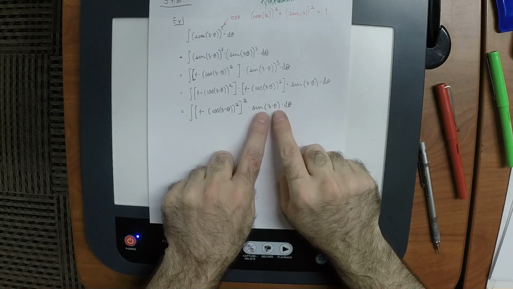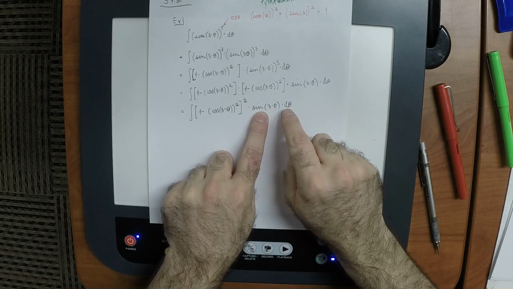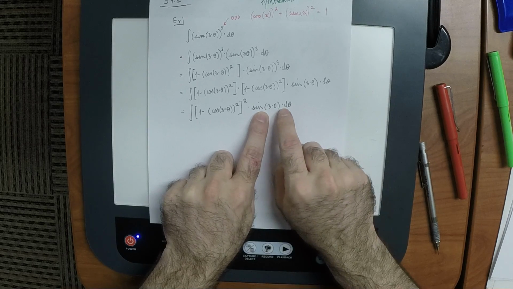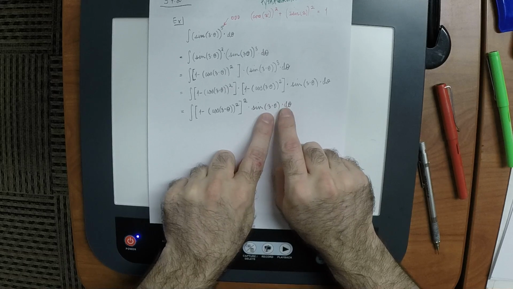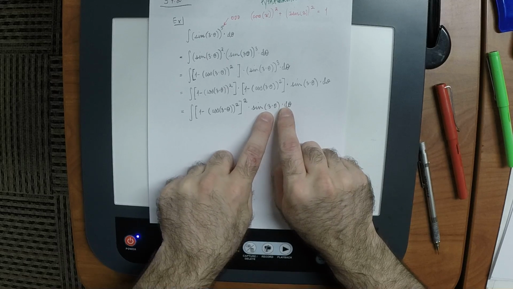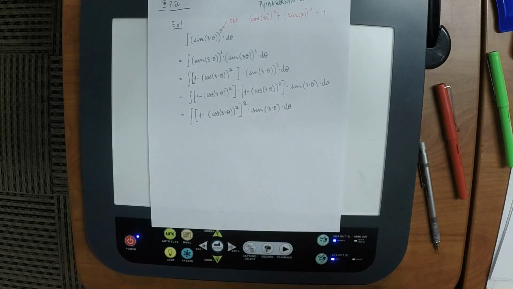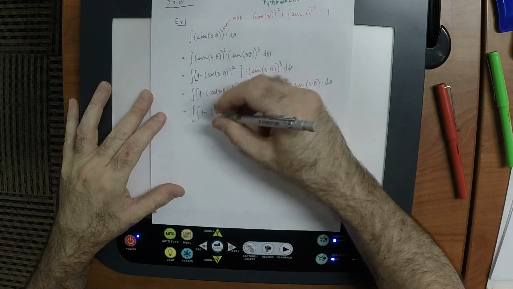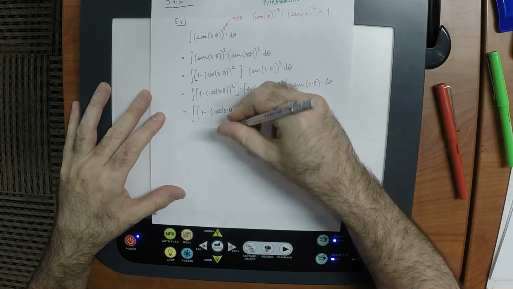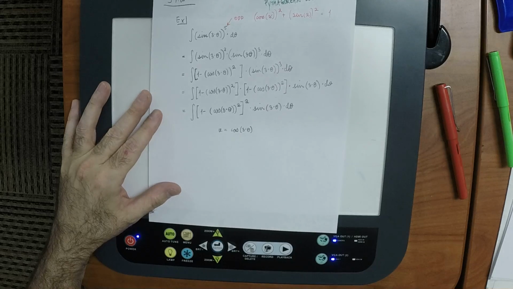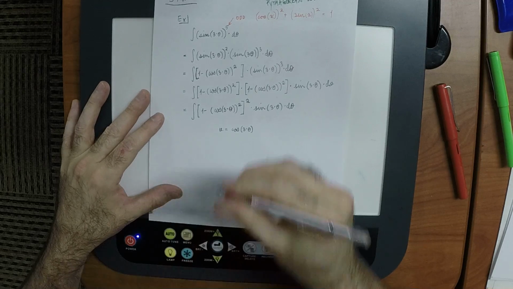Okay? If this right here is the thing that chain rule left behind, if this is the derivative of something, if this is du, then what's u? Cosine something or other, because sine is the derivative of cosine, looks like sine. Okay? Of course, there's a negative in there somewhere. So if we say that u is cosine of 3 theta, then what's du?